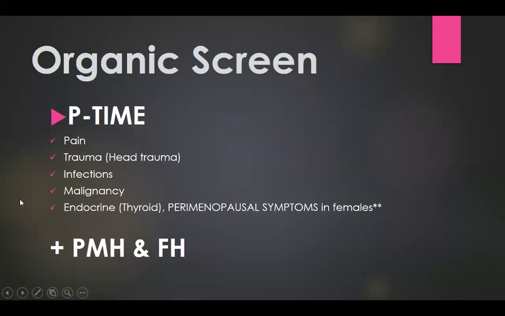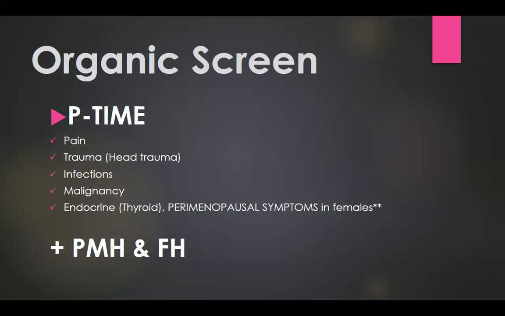Then we have the organic screen. Of course, organic problems could overlap, the symptoms could overlap with psychiatry cases. So we should always ask about organic problems. There are different mnemonics for it. There's CTP, there's T time, there's P time. This is the one that worked for me.